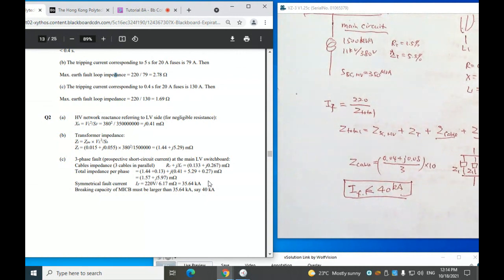So you need to keep in mind that in the LV electrical installation, the fault current will not exceed the value of 40 kiloampere. This is the largest. No matter what calculation result you have, it is certainly less than 40 kiloampere, and will not be more than 40 kiloampere.